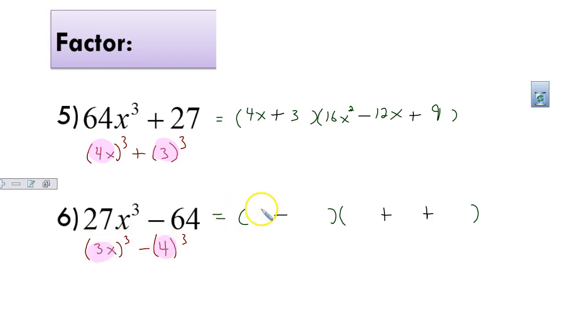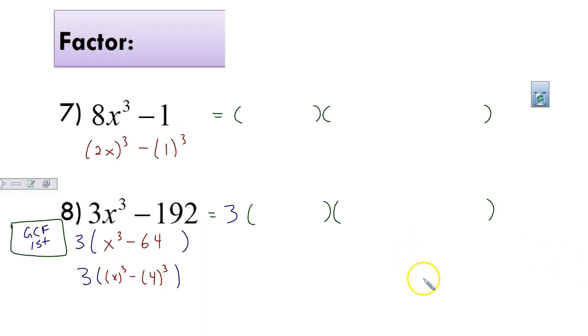Our first parentheses for number 6, we're going to put 3x and 4. Our second parentheses, we're going to start with 3x squared, which squares the 3 and the x. We multiply 3x times 4 to get 12x. And then 4 squared is 16. I hope you're feeling good about this so far.